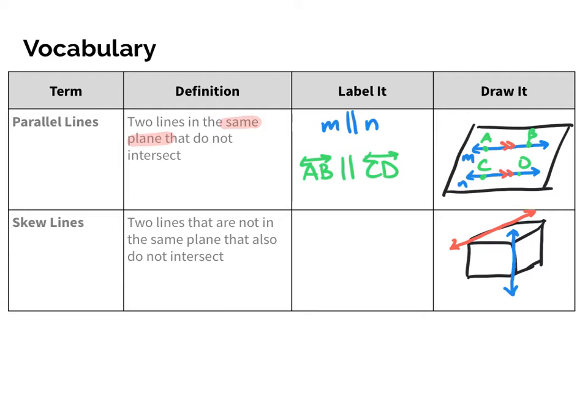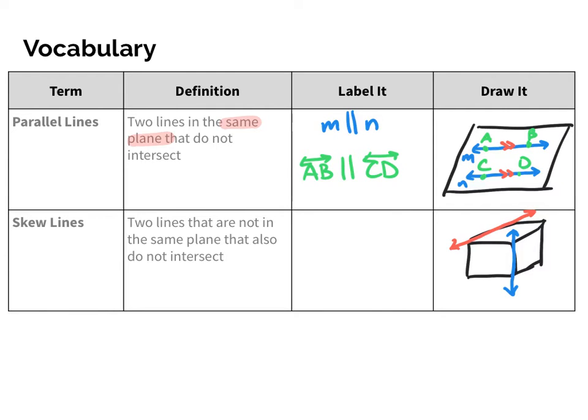So those lines technically don't intersect. However, they do not lie in the same plane. The red line lies in the plane of the top of the box, and the blue line lies in the plane of the front of the box. So because they lie in completely different planes, they are said to be skew.